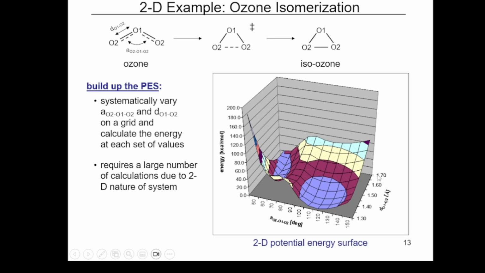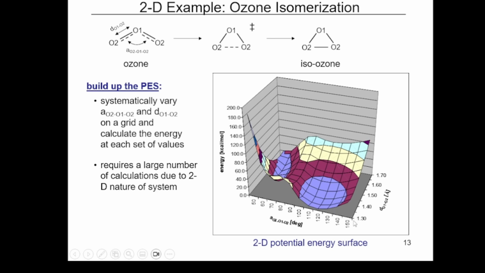On one axis we have the distance O1, O2. On the second axis we plot the angle, which is O2, O1, O2. And on the third axis we have energy. And that's how we can construct a potential energy surface diagram. So we systematically vary this angle and this bond distance on a grid and calculate the energy at each set of values. So it requires a large number of calculations due to the 2D nature of the system.